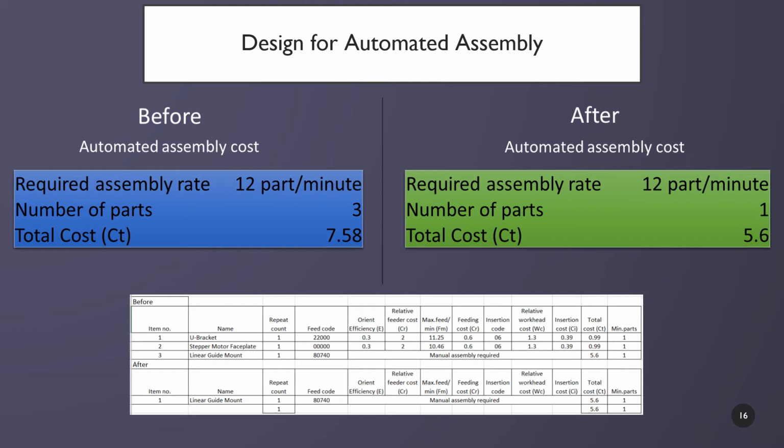You can see below in the table that we had a U-bracket, a stepper motor faceplate, and a linear guide mount. The stepper motor faceplate we do refer to as an L bracket as well. Those 3 components were then reduced down to 1, where you can see the linear guide mount on the lower portion. Those parts were chosen because of their location in our function component mapping matrix, as well as being in the redesign column on our quad chart.